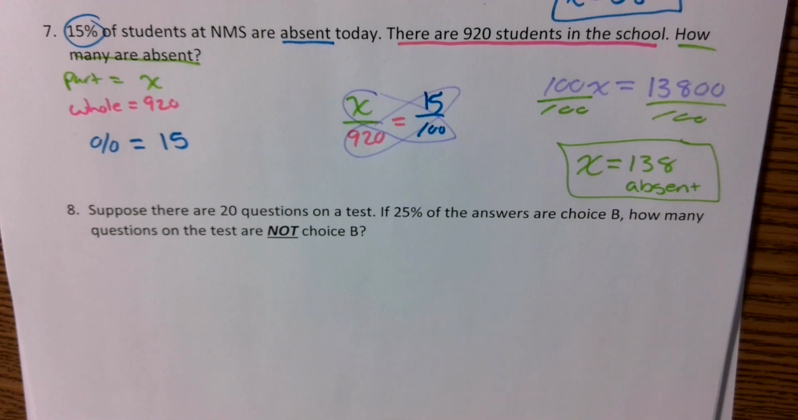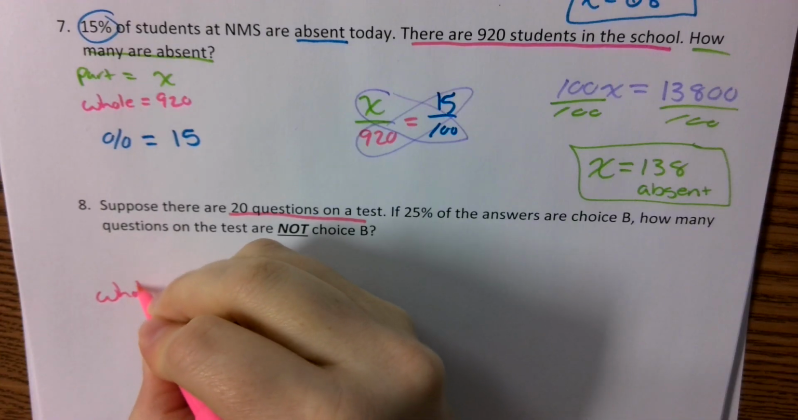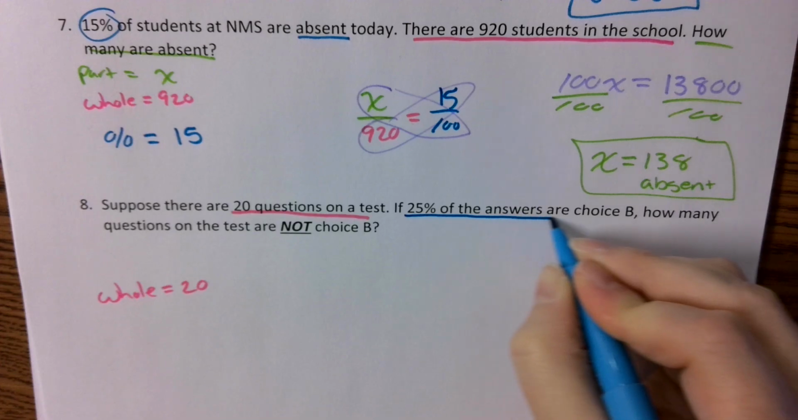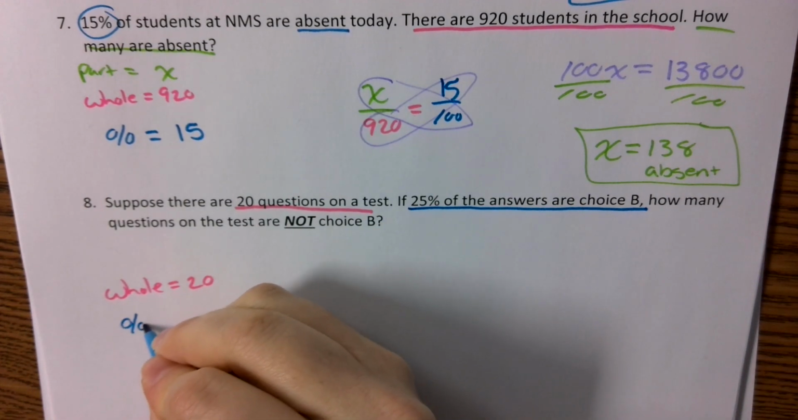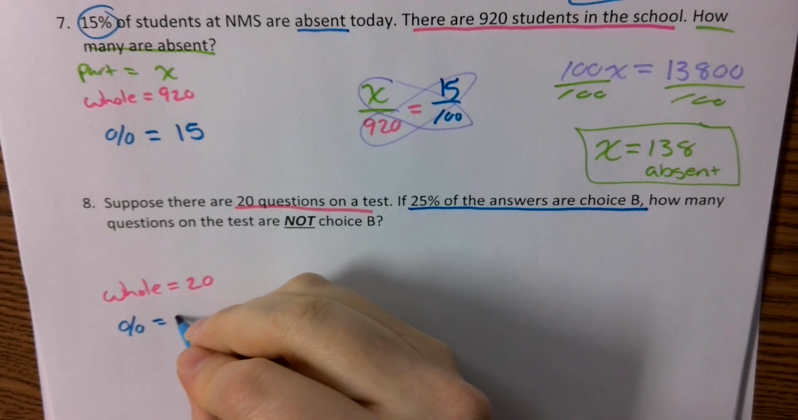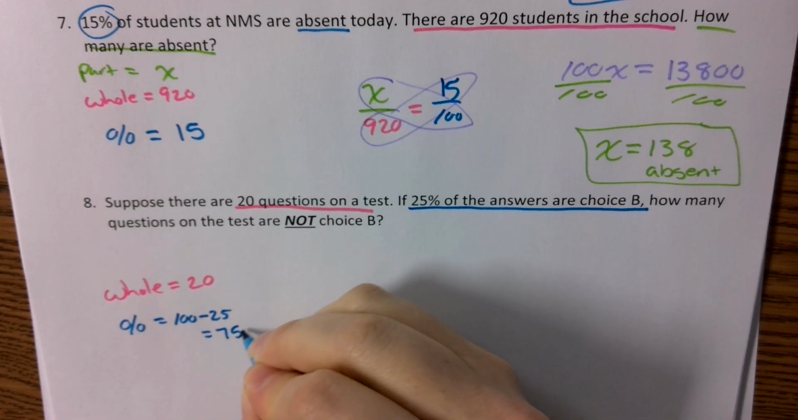Okay, and then for problem number 8, suppose there are 20 questions on the test. 25% of the answer choices are B. How many questions on the test are not going to be answer choice B? Ollie? 15. Okay, so we know that there are 20 questions on the test. That is going to be our whole. We know a percentage, again, percentage of answer choices being B is 25%. So what percentage am I going to use if I don't want B? 75. 75. I'm going to take 100 and subtract 25, and that's going to equal 75%.